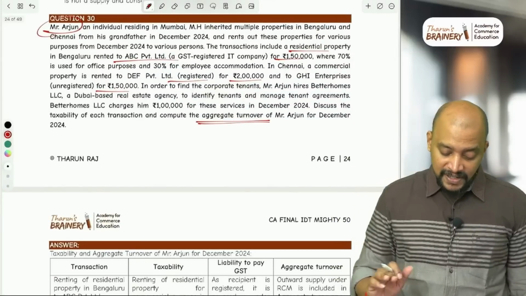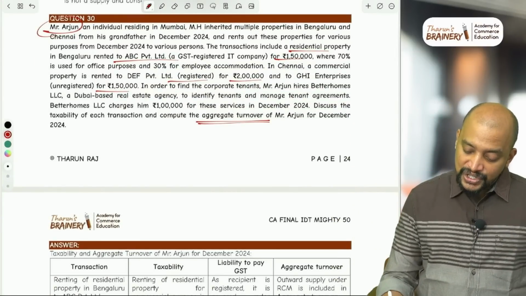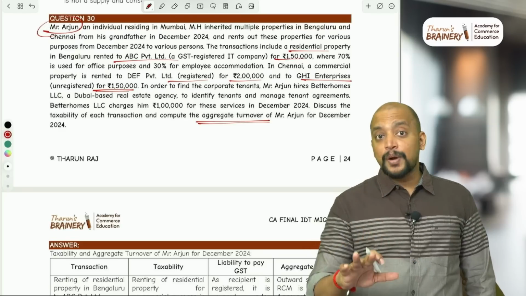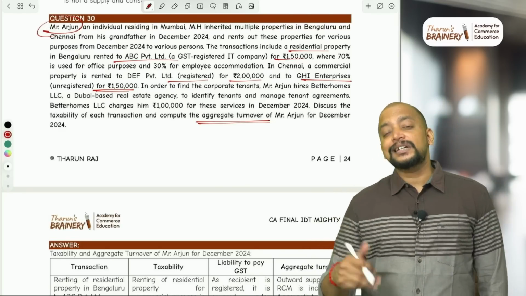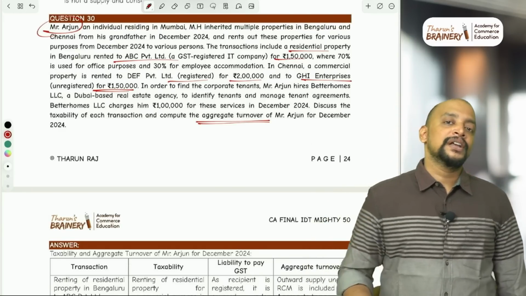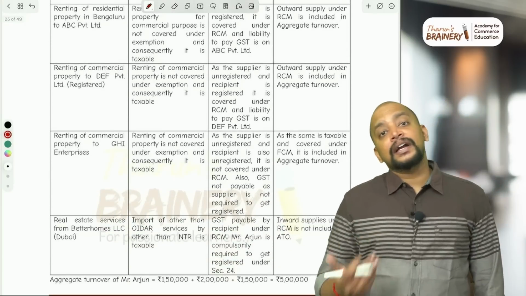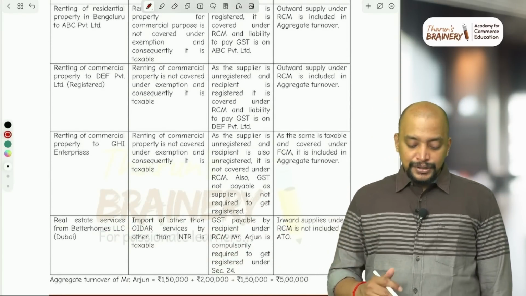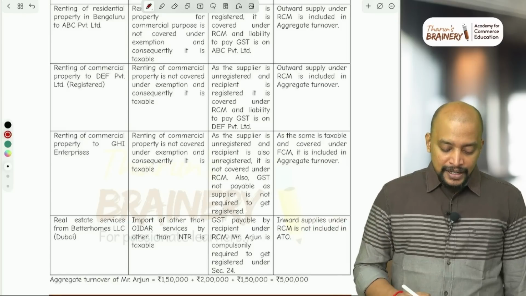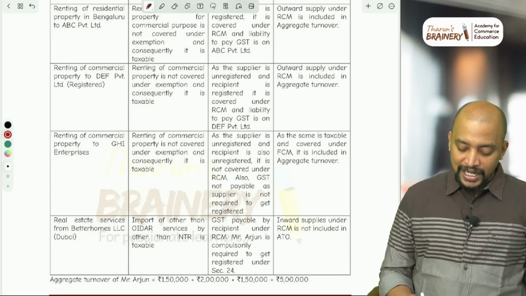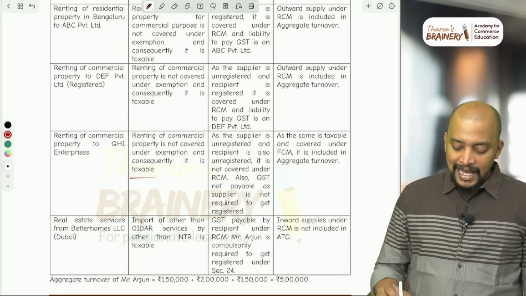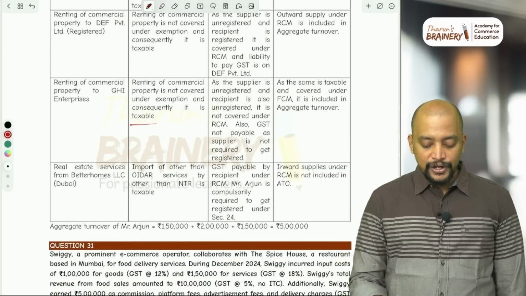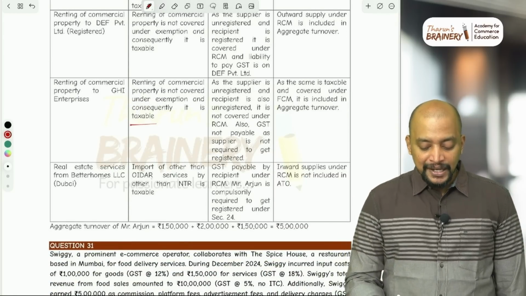Whereas this 1 lakh 50 for GH Enterprises is given. So in that case, the supplier is unregistered, commercial property is taxable only, but supplier is unregistered, recipient also unregistered. So due to that reason, it will not come under RCM, and as the supplier is unregistered, there is no GST. As both are unregistered, there is no GST in this case. So renting of commercial property to GH Enterprises is taxable. As supplier is unregistered, recipient also unregistered, it is not covered under RCM. Also GST is not payable, as the supplier is not required to get registered.